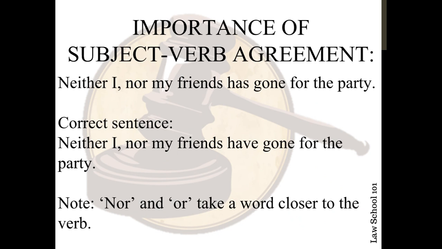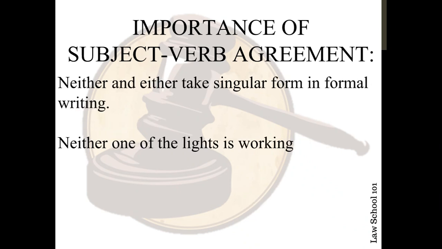So the importance of subject-verb agreement in these kinds of situations. So: neither I nor my friends has gone for the party. This sentence would be wrong because, my friends being a group, we would have "have" as a word there rather than "has." So note that "nor" and "or" take a word closer to the verb, and "neither" takes a singular form in formal writing. Neither one of these lights is working. Either you or he is going for the party. That would be an example for "either."